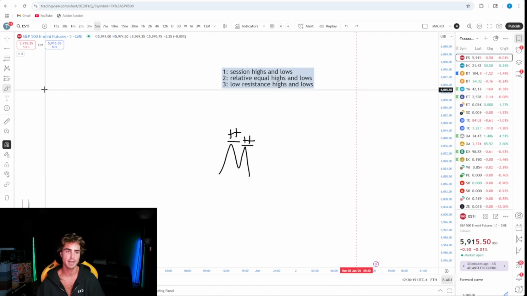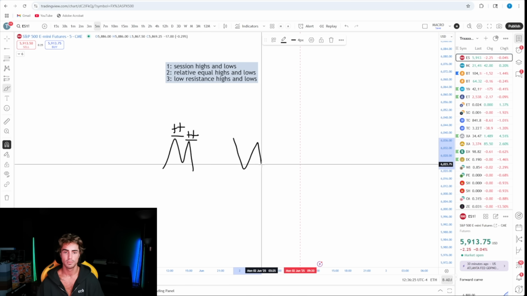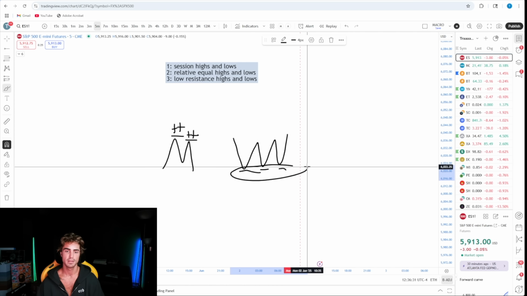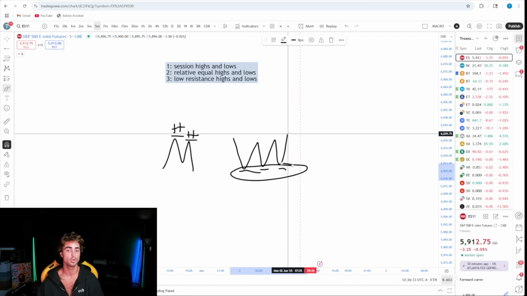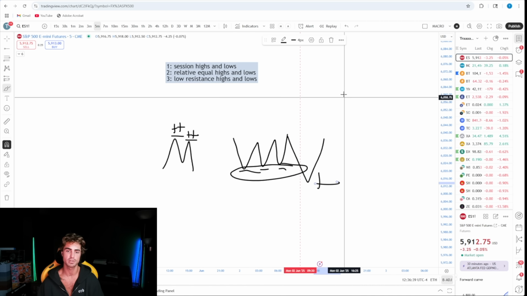Same thing to the downside. If we have lows that are just stacked up like this, there's a whole bunch of sell orders that are pending, sitting right underneath here, super juicy, looking really good for price to come down, sweep out those sell orders, and fill their massive buy orders to push price higher.